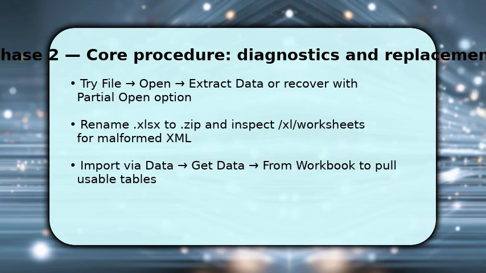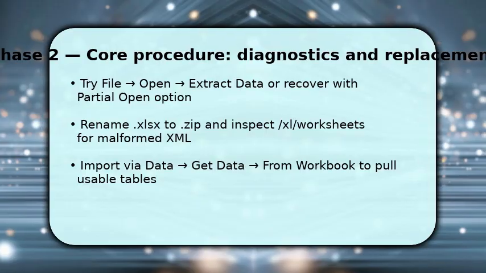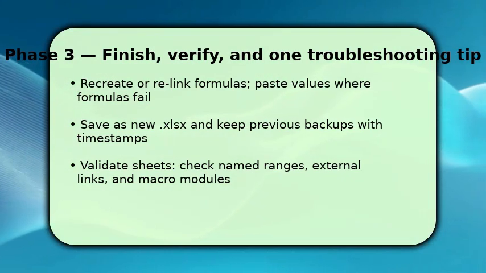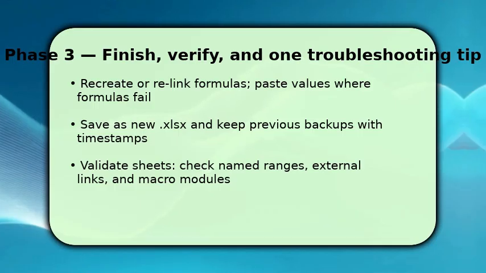Once you've recovered sheets and tables, rebuild the workbook structure. Paste values for critical tables, and then recreate or relink formulas to avoid reintroducing errors. Save the cleaned file as a new XLSX and keep timestamped backups so you can revert if needed.